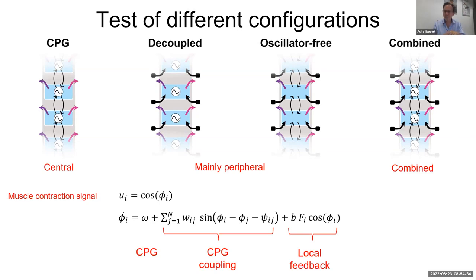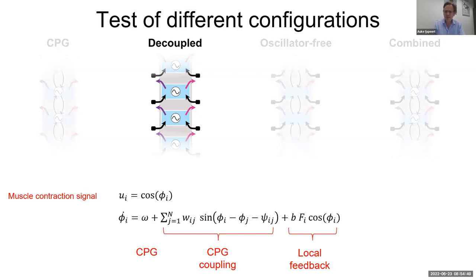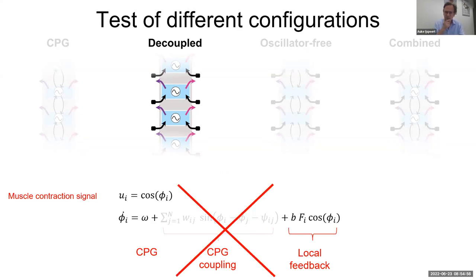In the third column is the oscillator-free case where we kill the local oscillators. We set omega to zero, so there's no intrinsic rhythm generation anymore. And on the right is the combined controller, where everything fits together. What we could show is how everything works, and especially this beautiful role of the sensory feedback. We could show that if we remove coupling and we include feedback, we can have beautiful behaviors, as I would like to show just now.